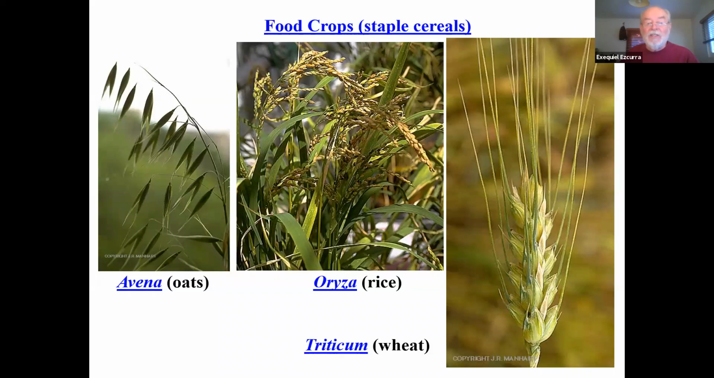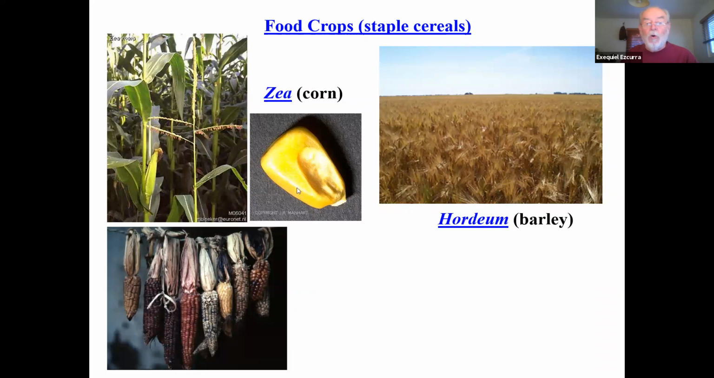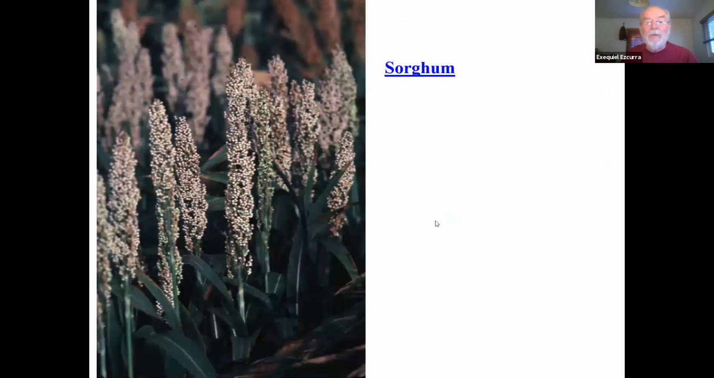Of course, some of our staple cereals that keep us alive are oats, the genus Avena; Oryza, rice; the genus Triticum, with these beautiful spikes with long awns, wheat; and Zea, corn. May I show you, the grain of corn always has the embryo on this side. Barley, Hordeum. As I was telling you, we wouldn't have beer if we didn't have barley. Sorghum in Africa is incredibly important. It's not important throughout the world, but it plays a huge role in feeding African societies.